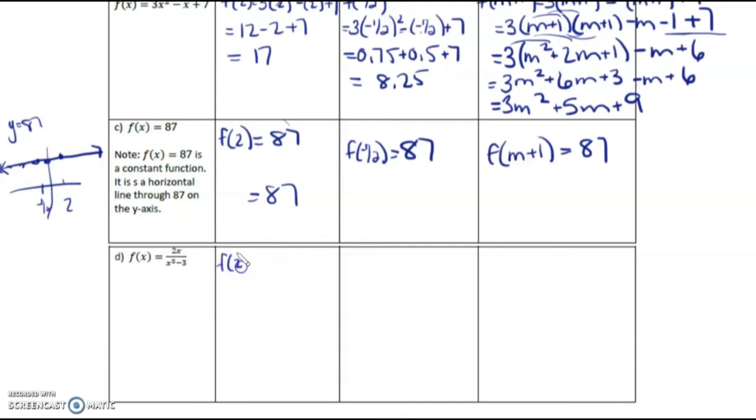Okay, let's do it for this fraction. f at 2 equals 2 times 2 over 2 squared minus 3. So I get 4 over 4 minus 3, which is 1, so I get 4.